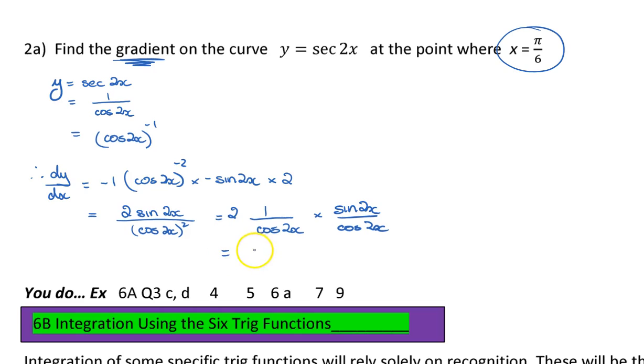So hopefully you can see that that is 1 on cos is sec 2x, and sine on cos is tan 2x. And that's more the format of what they have. They've got their sec of x and tan of x. But keep in mind, we've got the complication of the 2x, so we've got to make the adjustment. You should be right now to do exercise 6A.